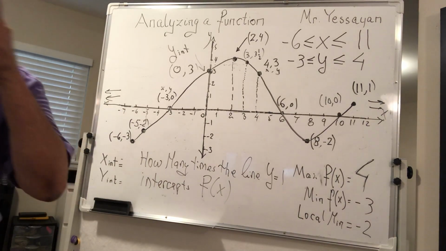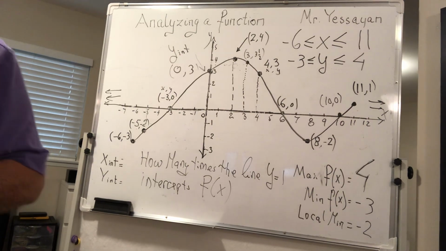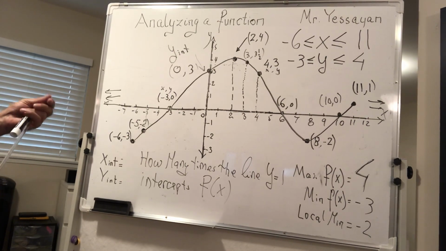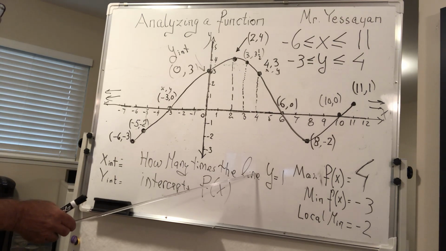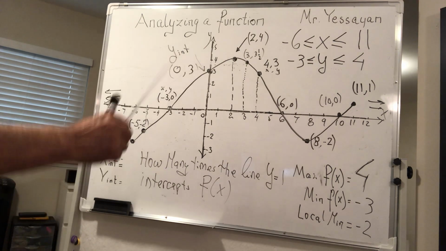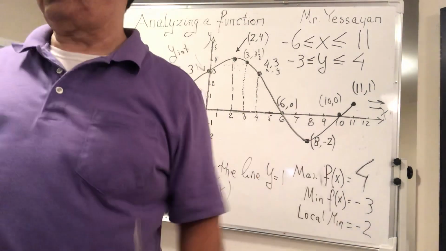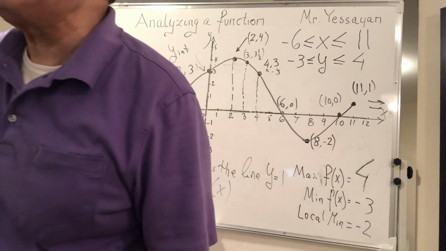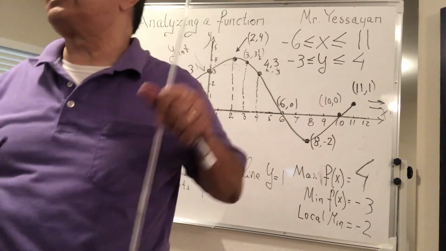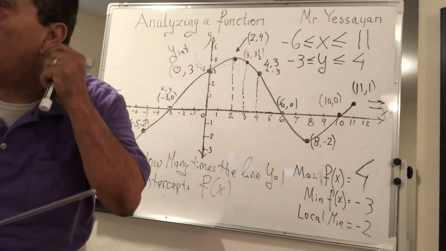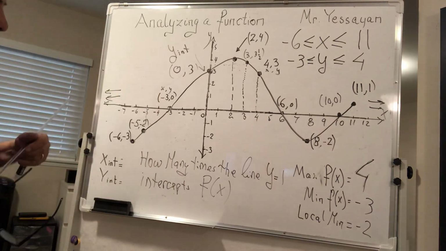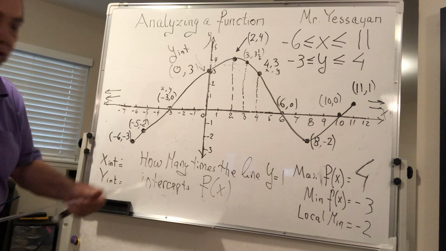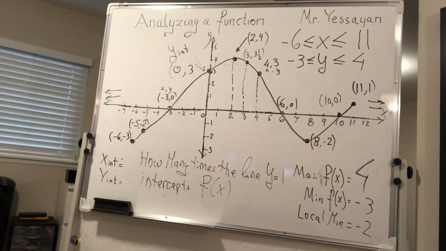And I want you to pay attention very well. How many times the line y is equal to 1 intercepts my function? How many times does it touch the function? Look at it carefully. Think about the question. Don't answer something without trying to understand the question. How many times does the line y is equal to 1 intercept the function? What do I need to do first?